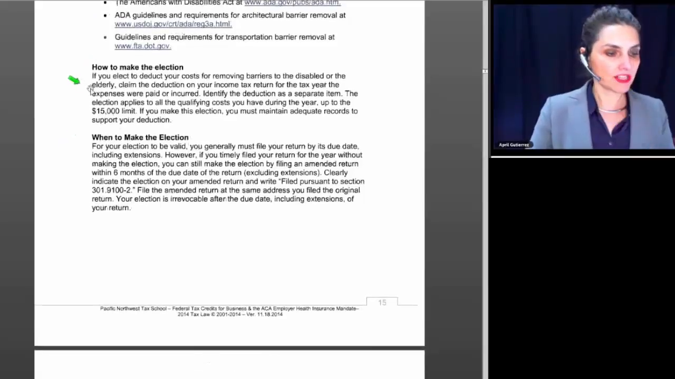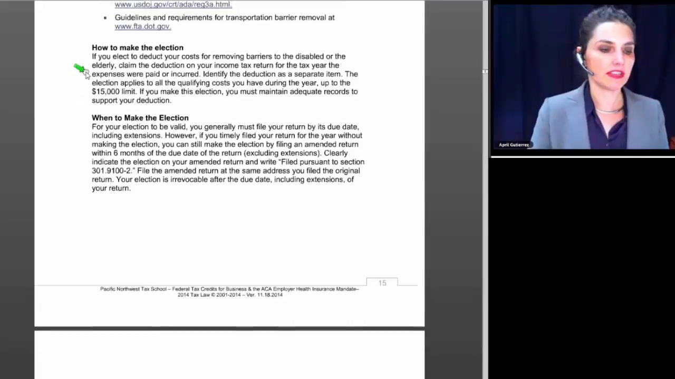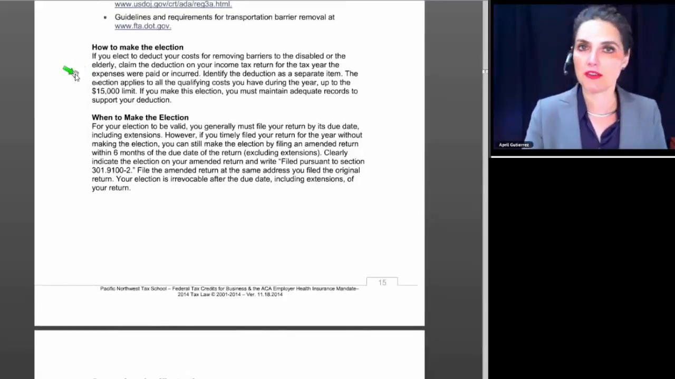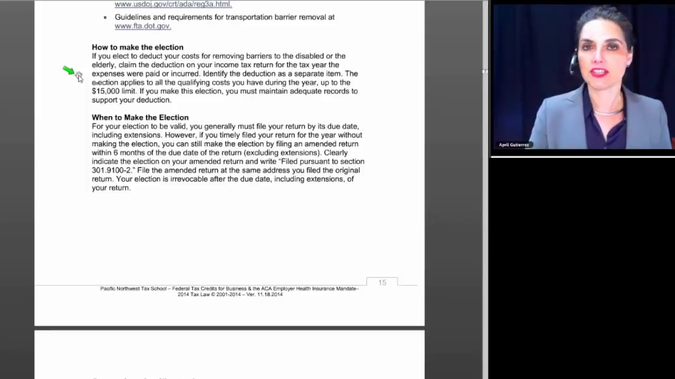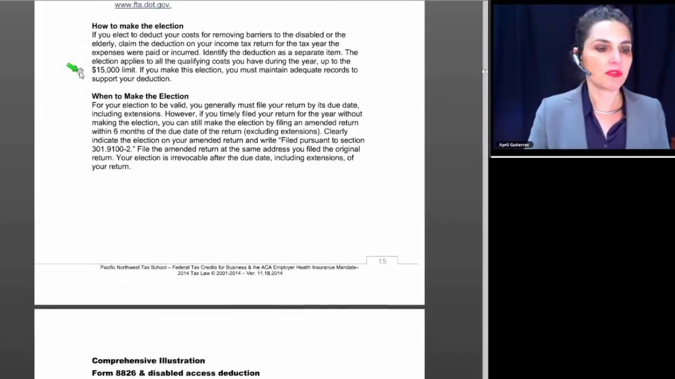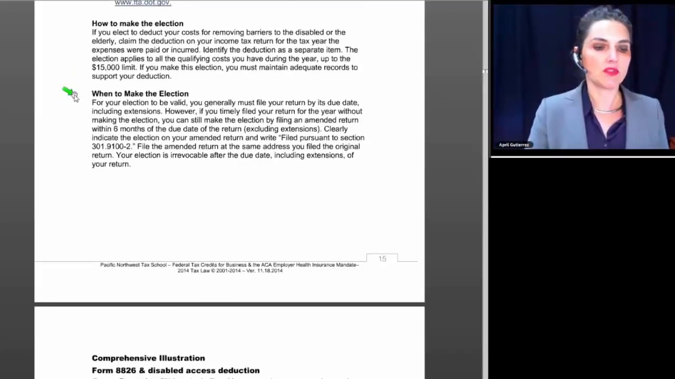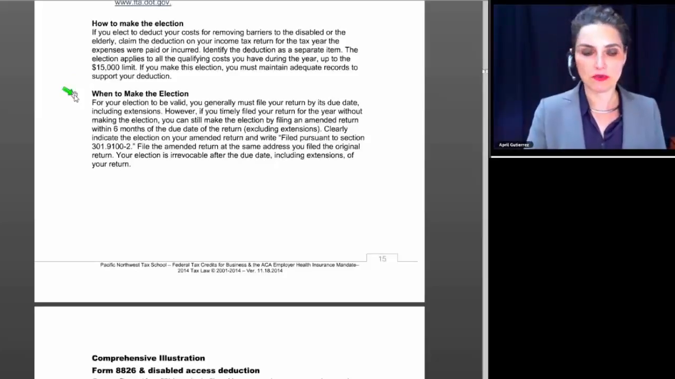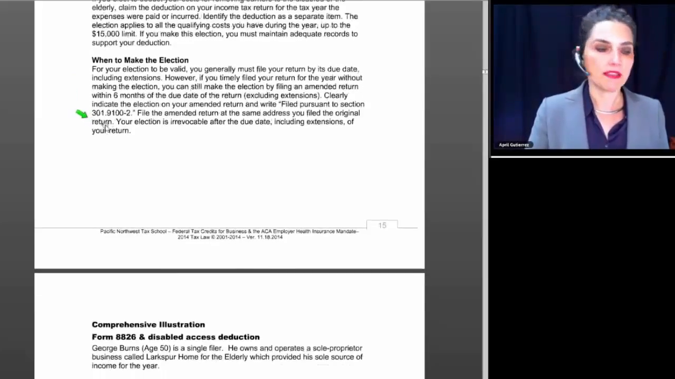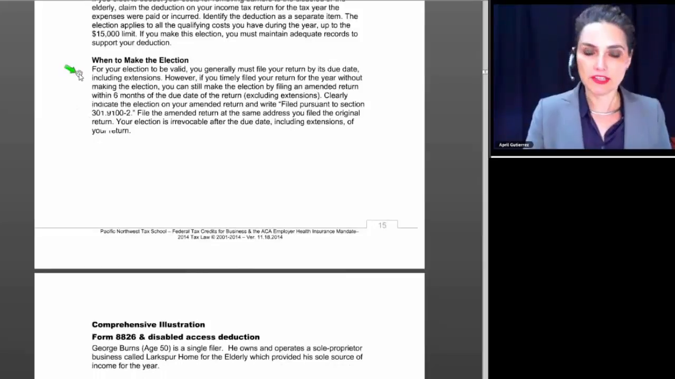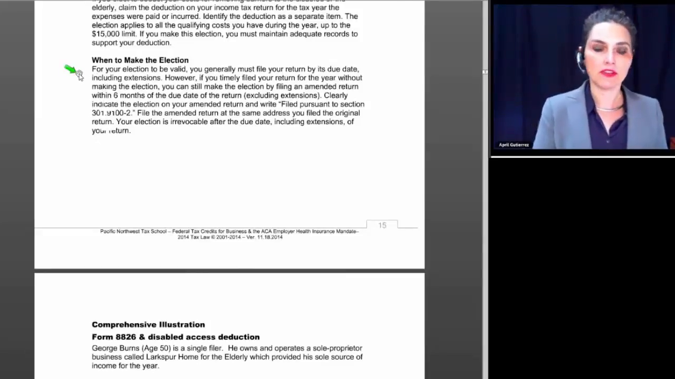So how do you make the election? If you elect to deduct costs for removing barriers to the disabled or elderly, claim the deduction on your income tax return for the tax year the expenses were paid or incurred. Identify the deduction as a separate item. The election applies to all of the qualifying costs you have during the year up to the $15,000 limit. If you make this election, you must maintain adequate records that support your deduction. So when do you make the election? Well, for your election to be valid, you must generally file your return by its due date, including extensions.